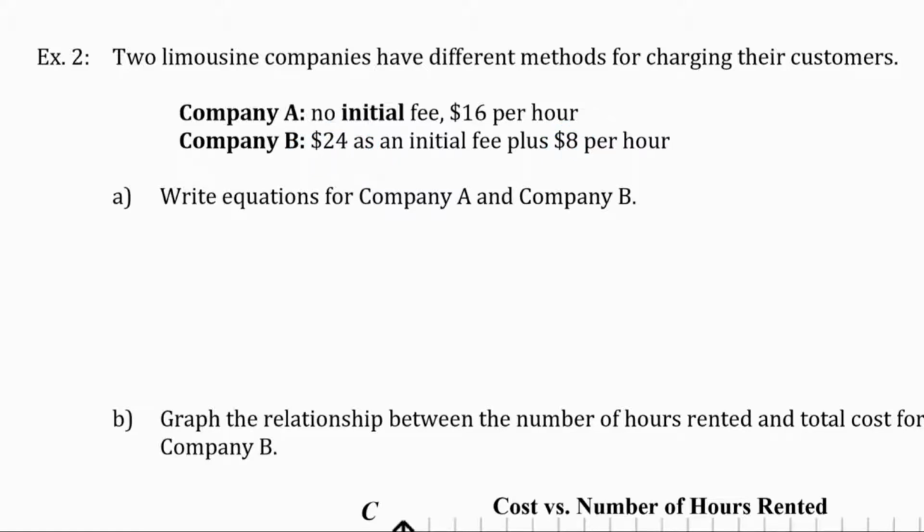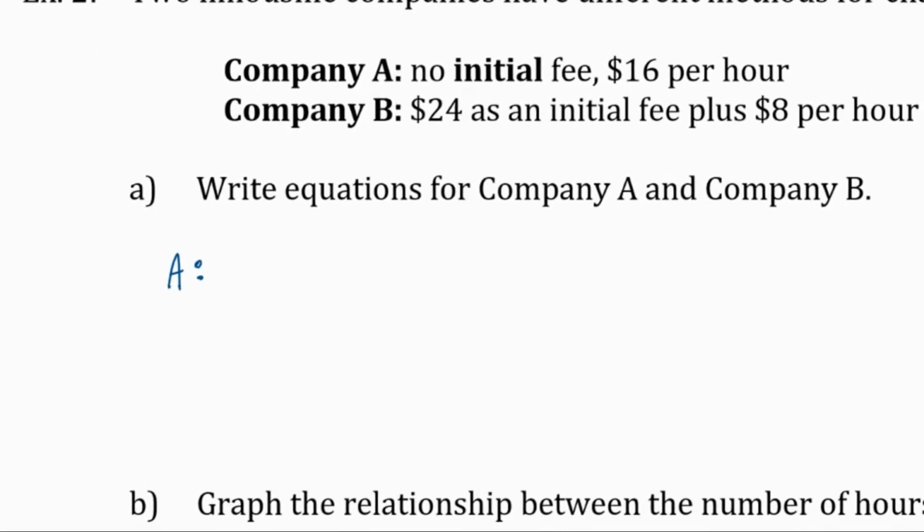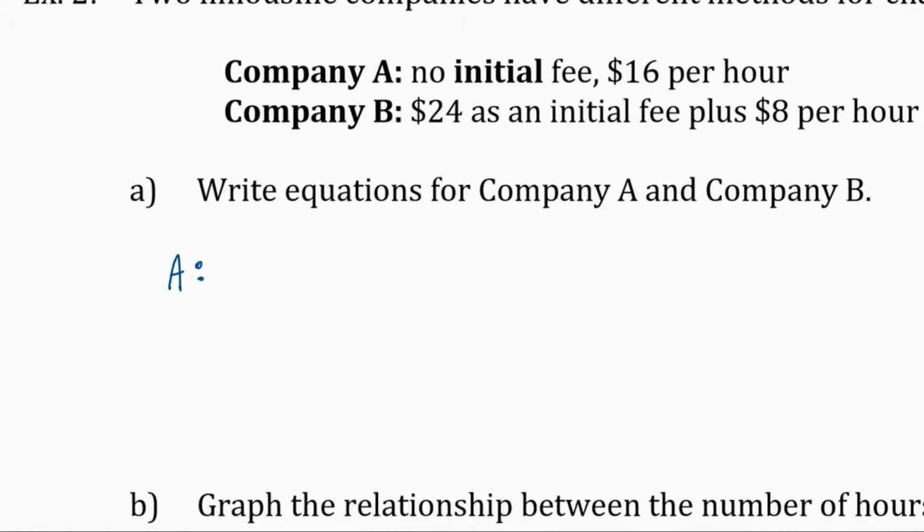Write equations for company A and company B. So we've already kind of broken it down, each of these, into their parts. So A has an initial fee or a fixed fee or the start. I'm going to do this over on the side. For A, the start is 0 and the rate is the cost per hour, so that's 16. And that makes my equation.